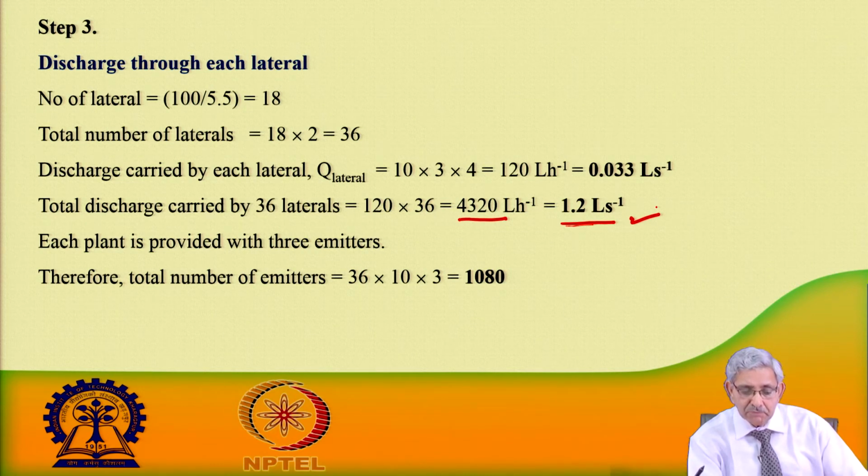Now, each plant is provided with 3 emitters. Therefore, the number of emitters will be 36 into 10 into 3, which is 1080. This is another important piece of information: for 1 hectare area, the total number of drippers is 1080.